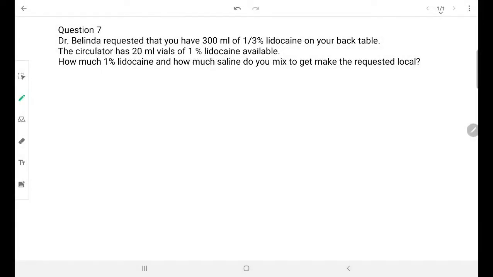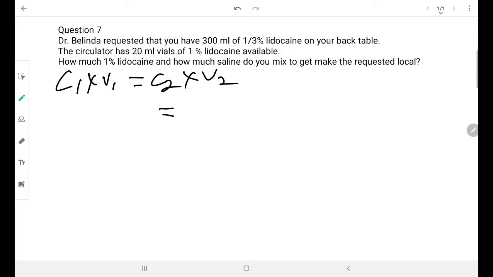All right, we're on question 7. Let's put our, by now, very familiar formula here. C1 times V1 equals C2 times V2. And we see that Dr. Belinda requested that you have 300 milliliters of 1/3 percent lidocaine on your back table.